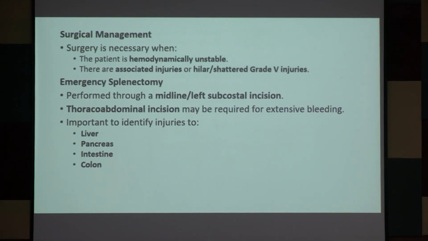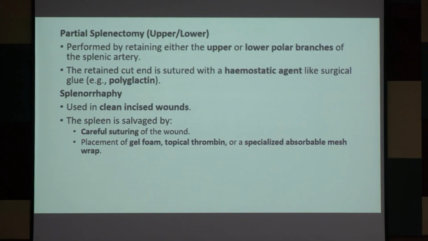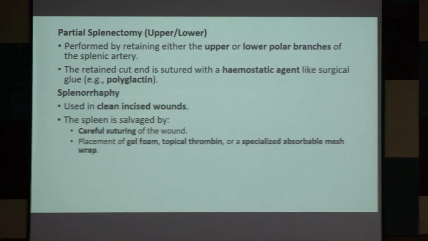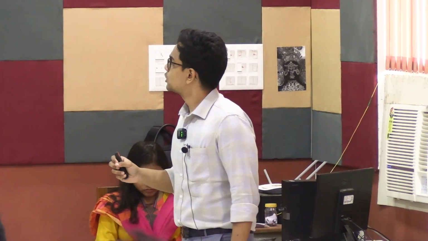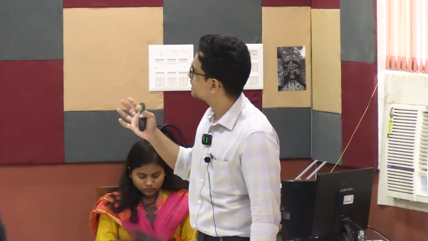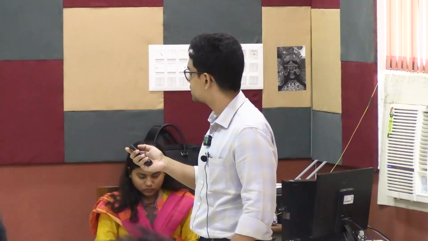Now, partial splenectomy can be done in cases of lesser grades when it is possible, where only the upper or the lower spleen is removed after clipping the lower or the upper polar branch of the artery. Now, splenorrhaphy means just suturing the cut end of the spleen after inserting a gel sponge into the cut part to ensure hemostasis. Now, splenic mesh wrap is not commonly done but can be done. A mesh is placed onto the spleen and is sutured so as to prevent it from getting ruptured further.